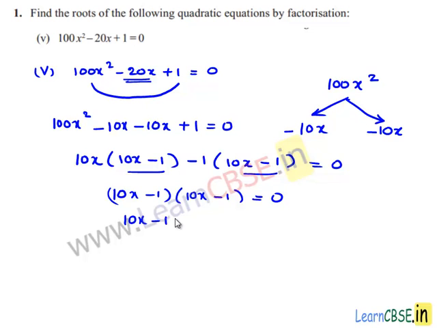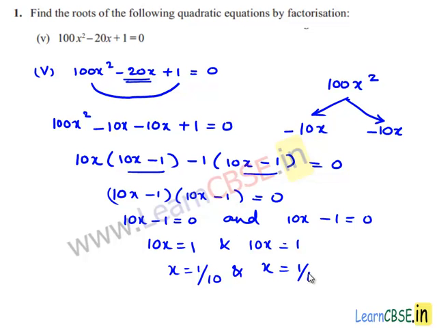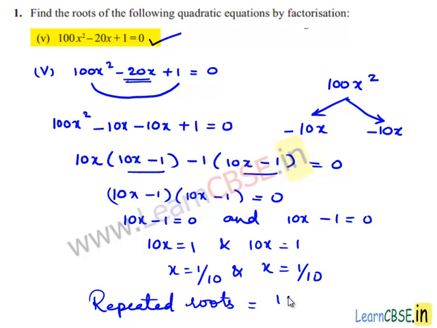10x minus 1 is equal to 0 and 10x minus 1 is equal to 0. 10x is equal to 1 and 10x is equal to 1. X is equal to 1 by 10 and x is equal to 1 by 10. Therefore, the given quadratic equation has repeated roots which are 1 by 10 comma 1 by 10.